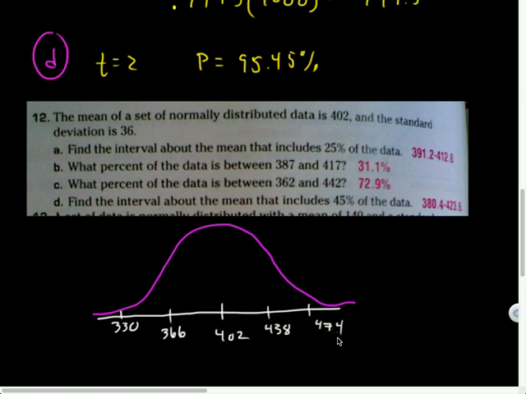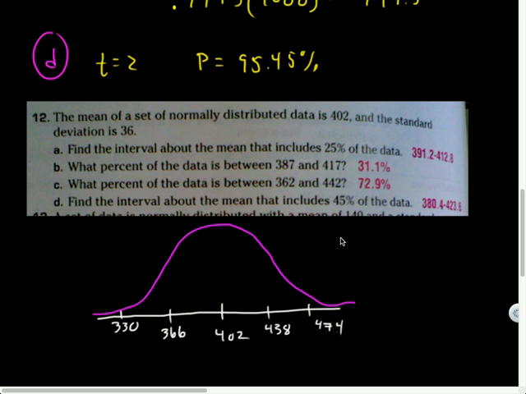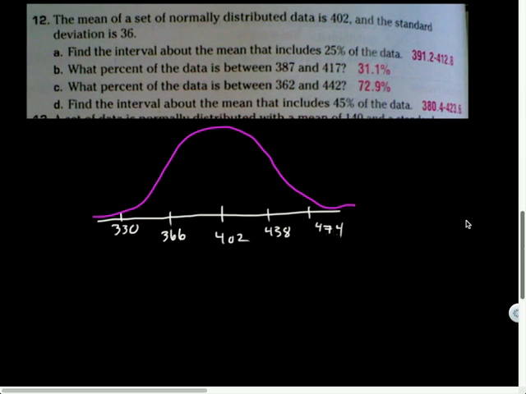So, here we go. So here's our distribution. Let's see. Find the interval about the mean which contains 25% of the data.